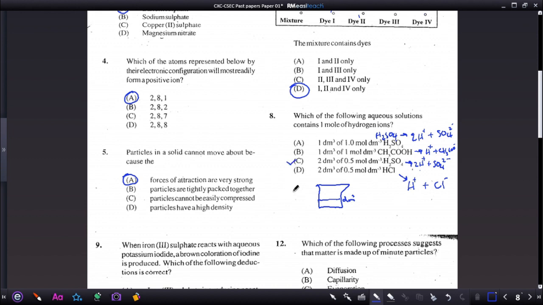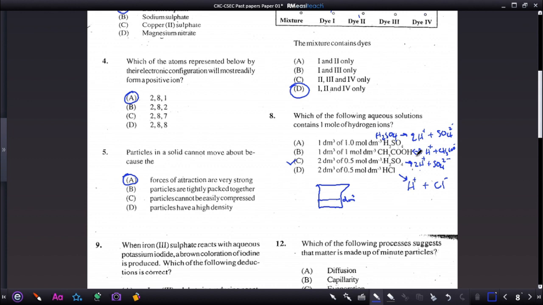Right? So that would be what we're looking for. Let's look at B. 1 dm cube of the 1 molar ethanoic acid. Now, ethanoic acid doesn't completely dissociate. So let me draw a double-headed arrow indicating that it goes back to forming the ethanoic acid. So it would be something less than 1 mole. We don't know exactly what. We would have to work out the equilibrium factors and find out what exactly the mole is, but it's less than 1. Okay, so it's not B.